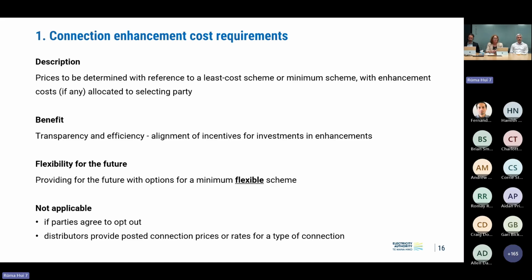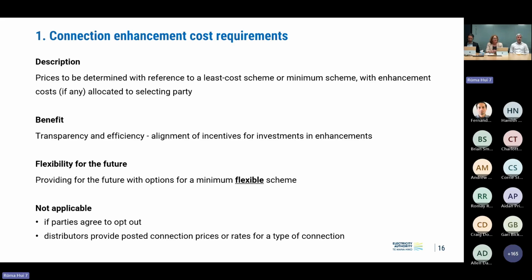Distributor-driven enhancements may be reconfiguring the network to accommodate future expansion or bundling in associated works. Ensuring the cost of the enhancement is met by the party who benefits will prompt efficient investment decisions with a flow on to the enhancements that are built.